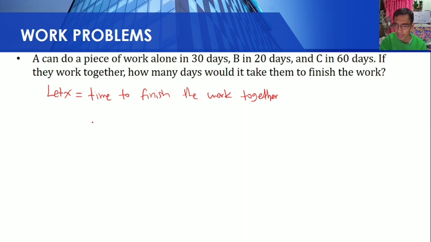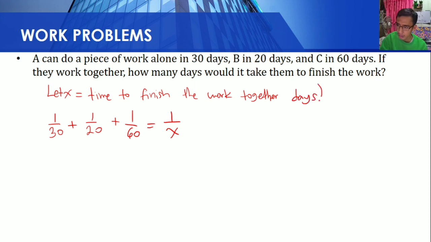Pag-aadin lang natin lahat yung rate nila para makuha natin yung time that they will finish the work together. Yung rate ni A, that will be 1 over 30 plus yung rate ni B, that will be 1 over 20, and yung C, that will be 1 over 60 is equal to 1 over x. Yung x natin, naka-days yan, no? So that will be in days. Solving for x again.